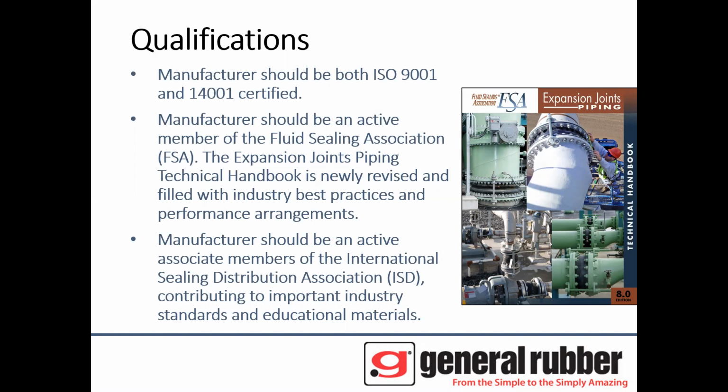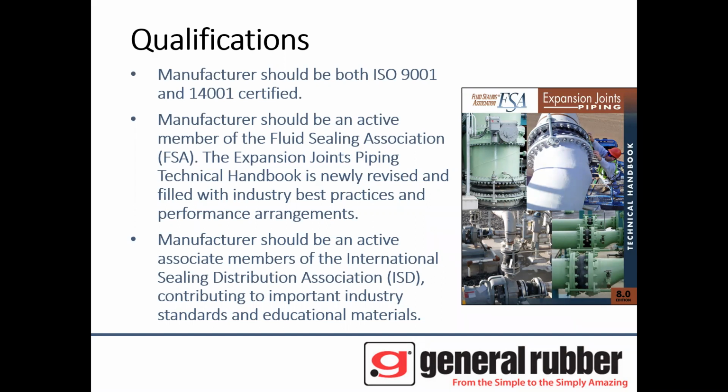that manufacturers should be both ISO 9001 and 14001 certified. Manufacturers should be an active member of the Fluid Sealing Association, FSA. The Expansion Joint Piping Technical Handbook is newly revised, filled with industry best practice and performance arrangements. It's also a free download. So go to the FSA website, get your free FSA handbook. If you'd like, one of us could send it to you if you prefer to get it that way.